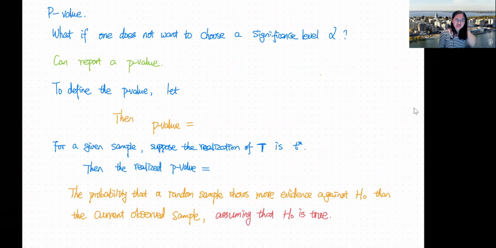Now, what if you do not want to predetermine a significance level? Suppose you do not want to commit to a 5% or 10%, what can you do? If you do not want to pre-commit to a significance level alpha, what you can do is to report a p-value, and that's a common practice as well. You can report a p-value.